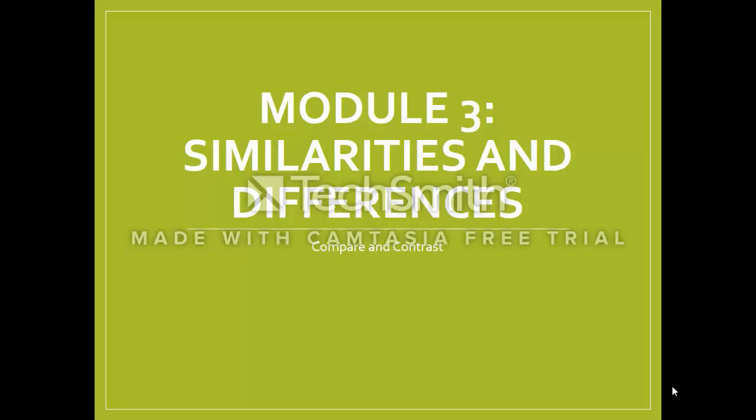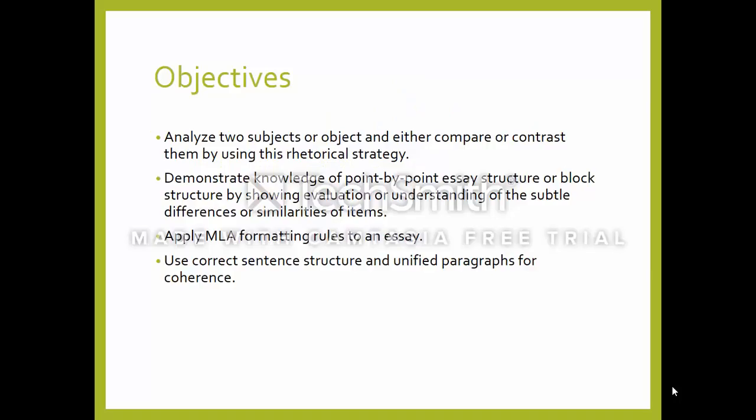In this module we're going to take a look at similarities and differences, otherwise known as comparing or contrasting. So the objectives for this module are to analyze two subjects or objects and compare or contrast them by using this particular rhetorical strategy. We're going to demonstrate knowledge of point-by-point essay structure or block structure by showing evaluations or understanding of the subtle differences or similarities of items. Of course, we're going to apply MLA formatting rules to this essay, and we're going to use correct sentence structure and unified paragraphs for coherence.